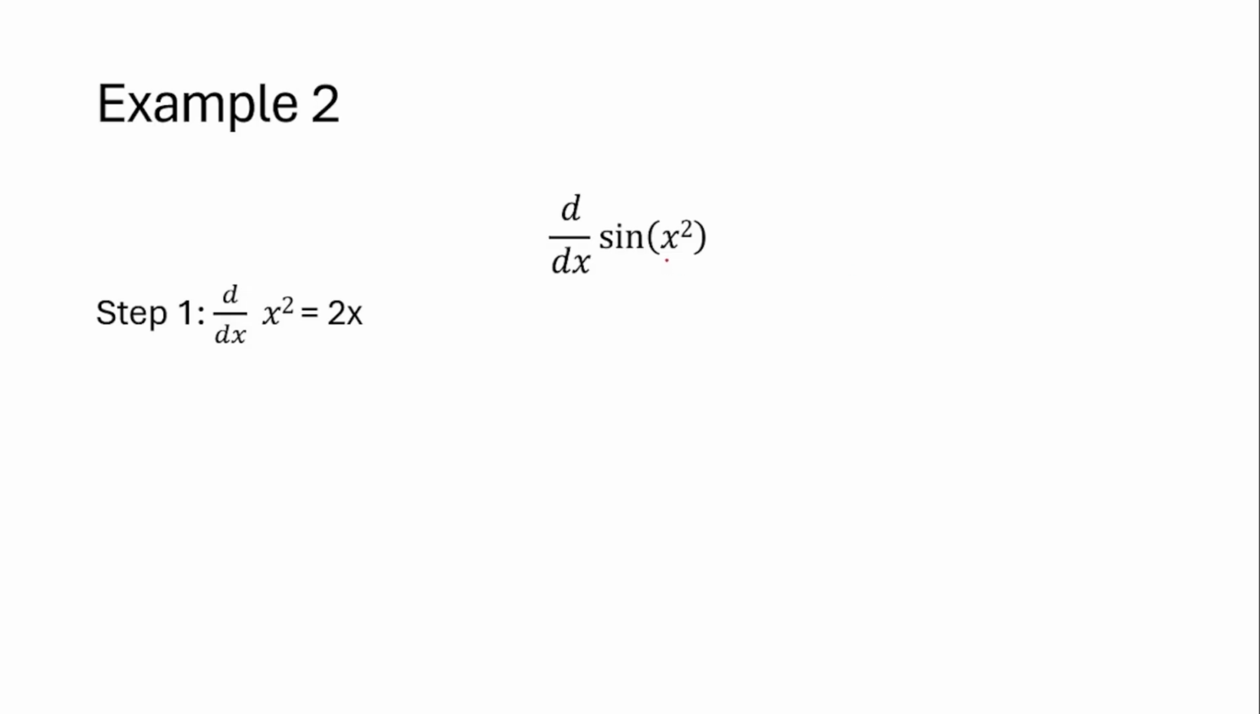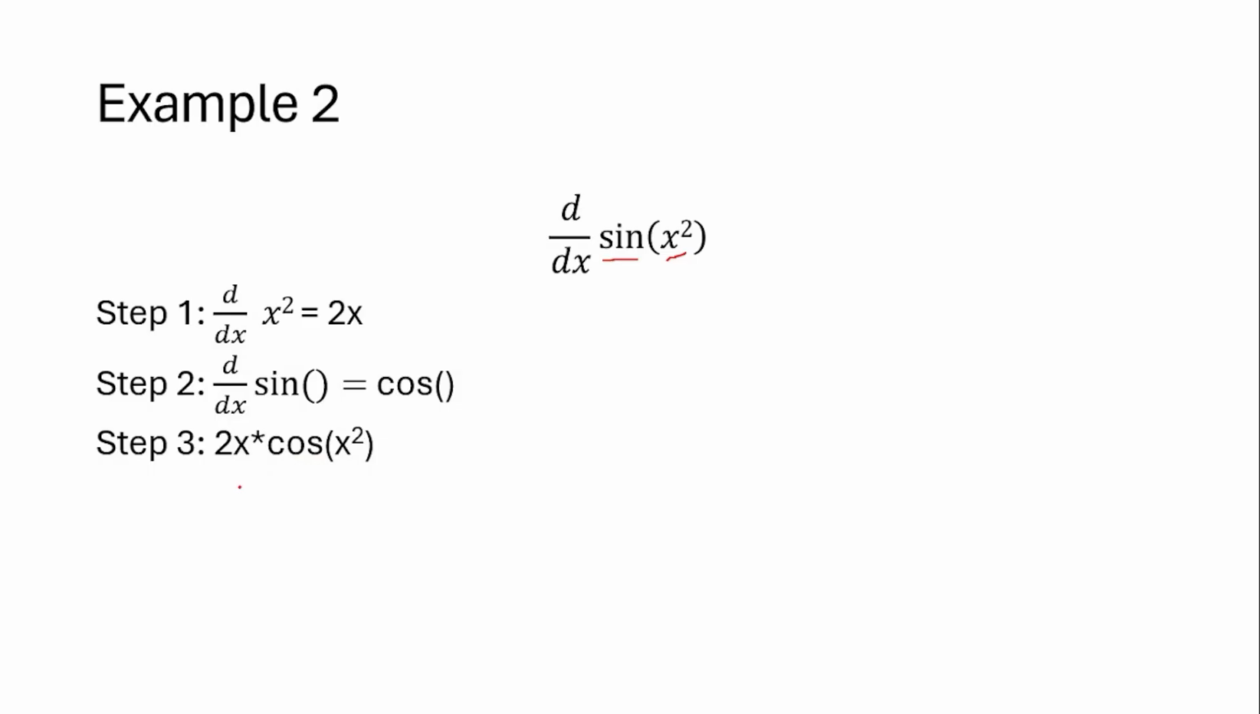So again, we'll go back to this inside function, x squared, very simple derivative, equals 2x. Now for the second step, the outside, just the sine portion, the derivative of sine, as I said earlier, is cosine. And now for the third step, you combine the two together, and you'll end up with 2x times cosine of x squared. So pretty straightforward once you understand the functions within the functions.